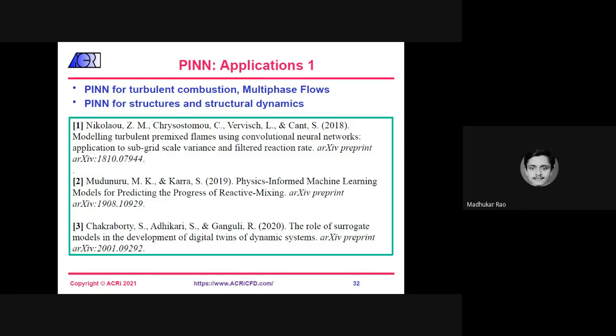So PINNs have been used in turbulent combustion, multi-phase flows, as well as structures and structural dynamics. Not all of these are PINNs actually. The first one is not a physics-informed network. The second one is a physics-informed one, and it also incorporates the progress variable in reactive flows. And the third one is basically, I think, a structural dynamics paper.